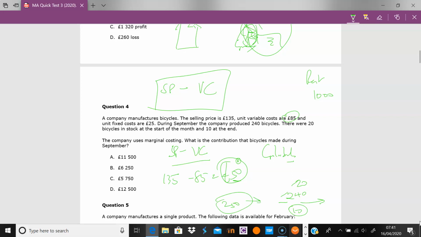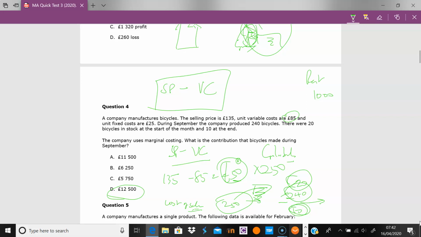So technically, you see this concept of cost of sales. It's the same concept all the time. Opening plus purchasing minus closing gives you cost of sales, the cost of what you've sold, how many things actually left your building. 250 bicycles actually left your building. So you've made £50 on each bicycle. Therefore, on 250 bicycles, it's 50 times 250. I don't know why I can't do that in my head. It's 12,500. So your answer there is D, right? 12,500 there.